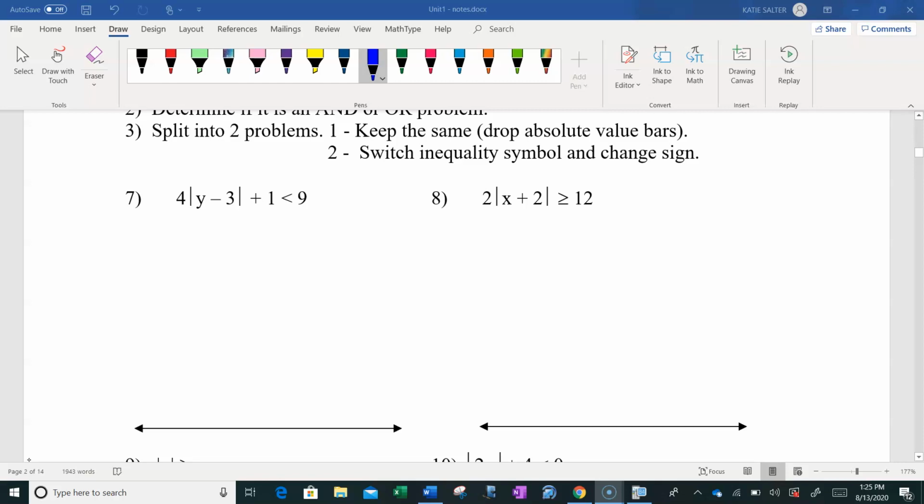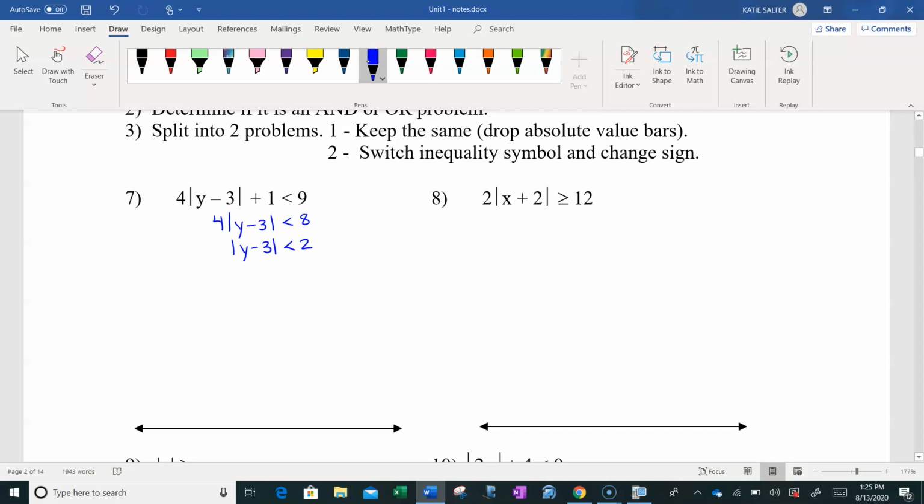Always make sure it's on the left side of the equation, and you'll understand why in just a second. So we're going to subtract 1 from each side. That'll end up giving us 4 times the absolute value of y minus 3 is less than 8, and then divide each side by 4. So we have the absolute value of y minus 3 is less than 2.